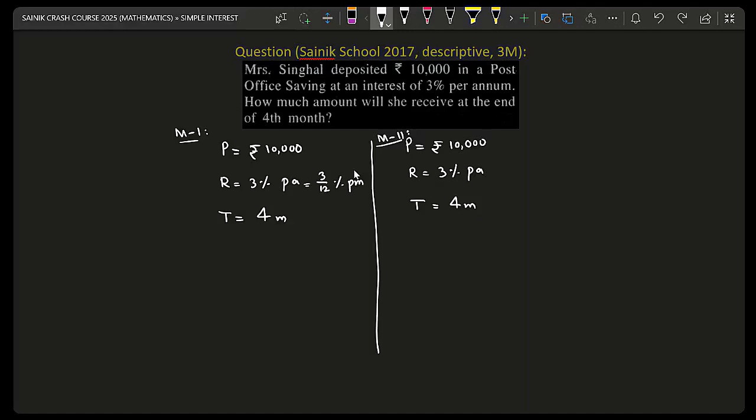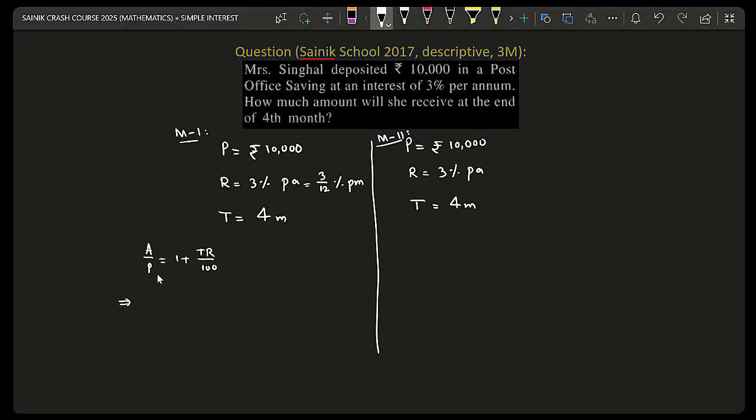And Vishnu, tell me one thing. Are we interested in finding the interest or the amount? Sir, we have to find the amount. Yes. Whenever you want to find the amount, interest is not required. Directly we can find the amount using one formula. I told you already. Sir, A by P is equal to 1 plus TR by 100. Yes. Now we can use this.